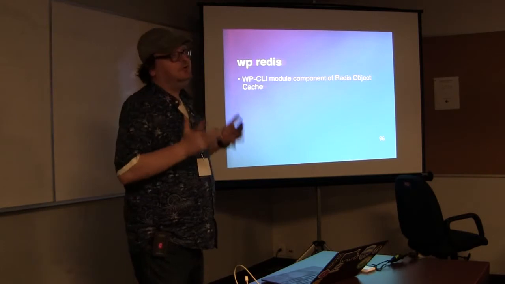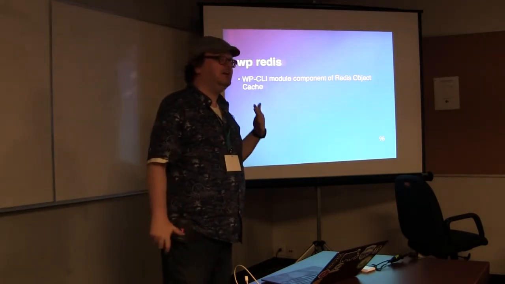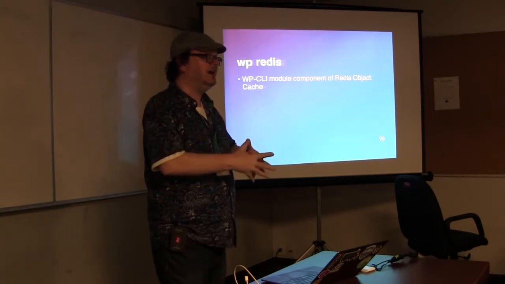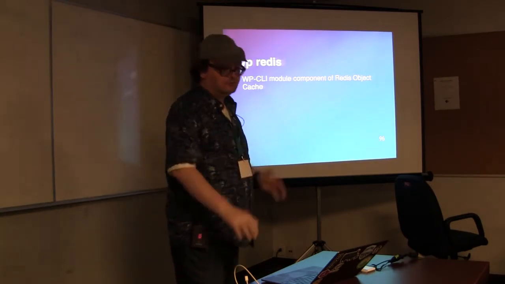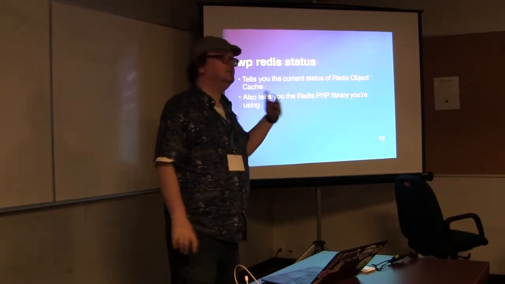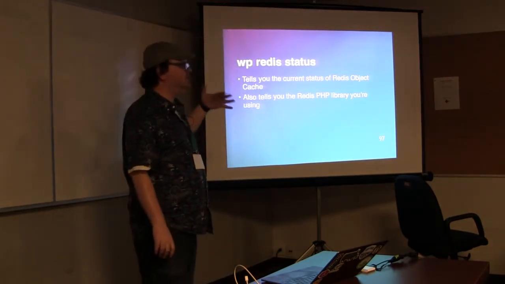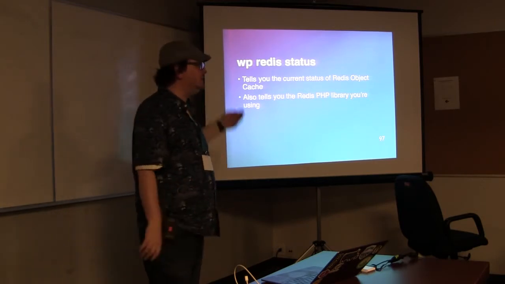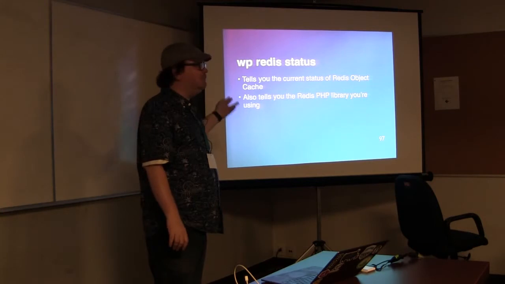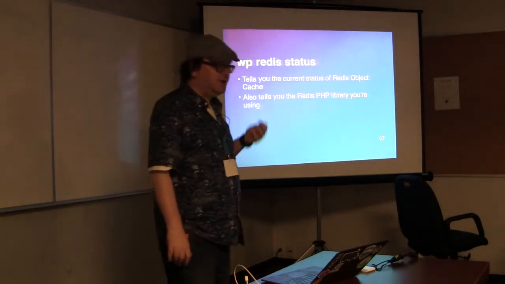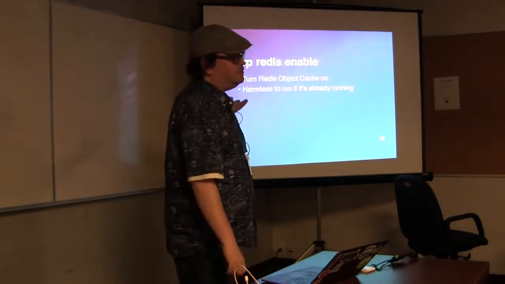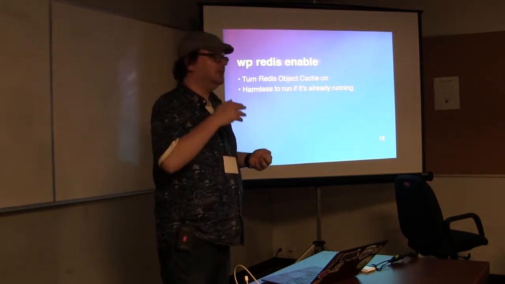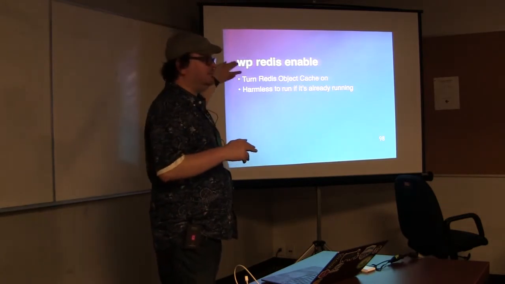And then I mentioned WP-CLI earlier. When you install the plugin, you'll have an added command in WP-CLI called wp redis. wp redis status from the command line will tell you the current status of the object cache, whether it's enabled or disabled. It'll tell you the implementation detail of what Redis PHP library you happen to be using. And wp redis enable will turn Redis object cache on, enable the caching. There's similarly a wp redis disable.